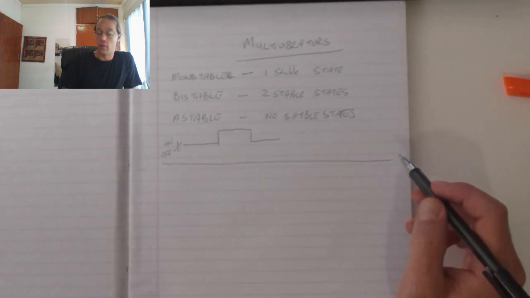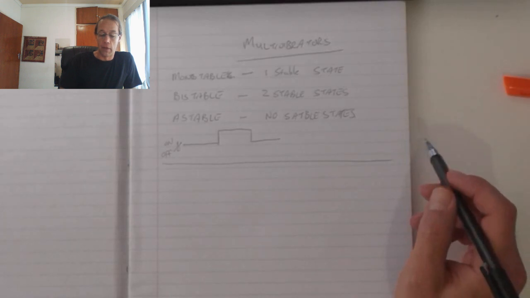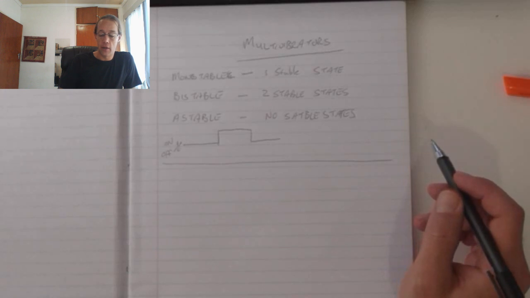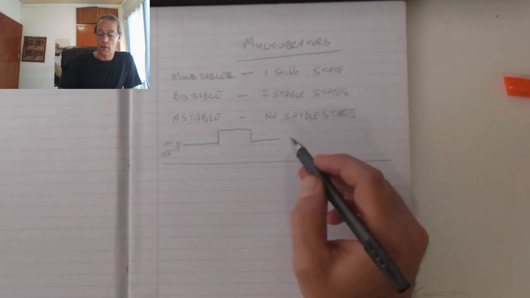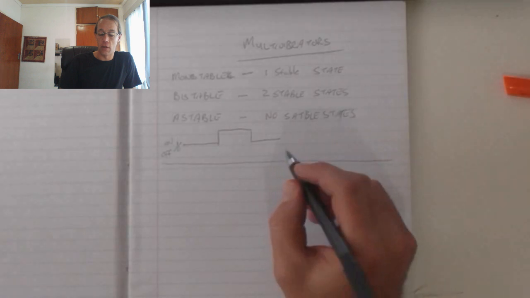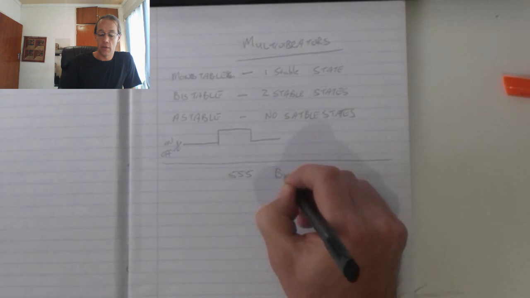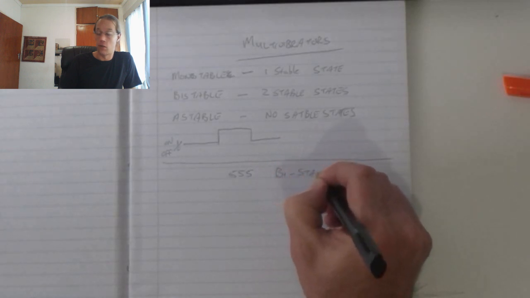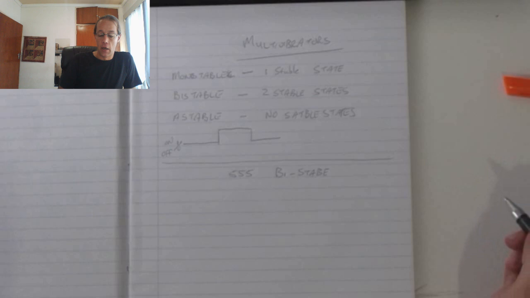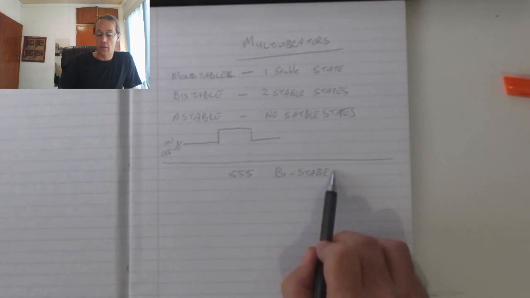Now what we're going to look at are the three different multi-vibrators, and these are the astable, monostable and bistable, and we're going to look at these three as being controlled by the 741 as well as the 555. Now firstly, let's look at the 555 bistable. Right, what this means is we're using the 555 IC, and it has two stable states.